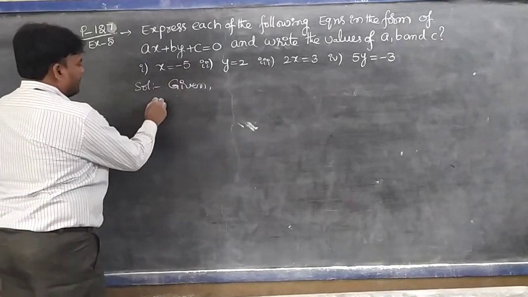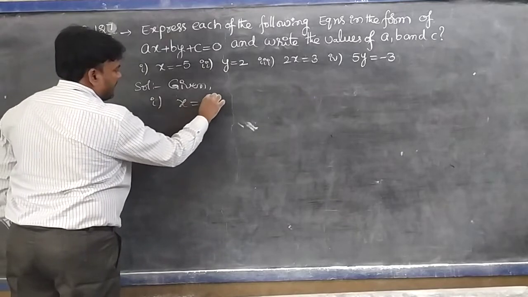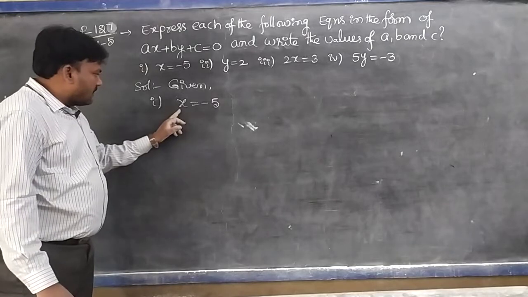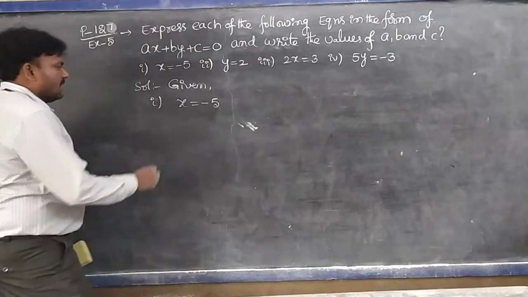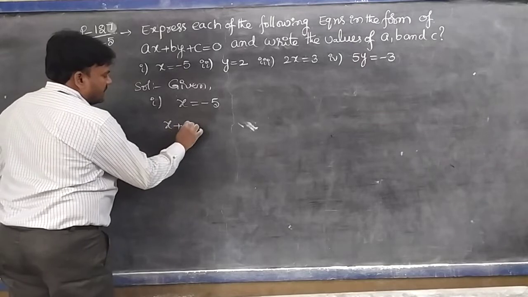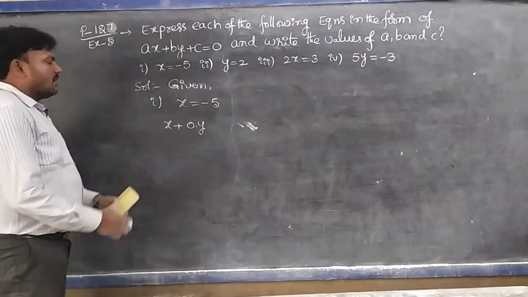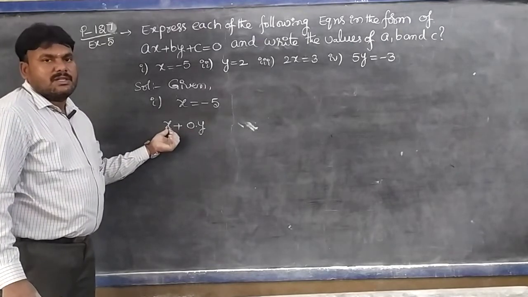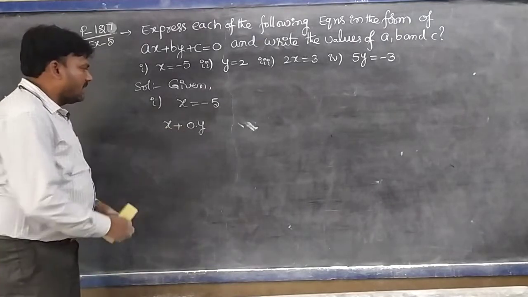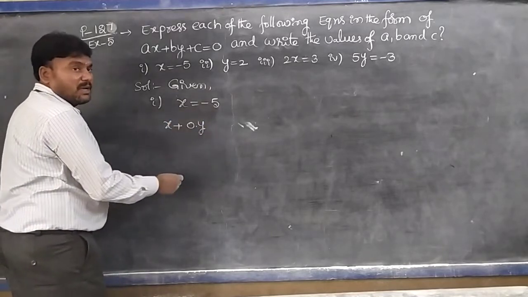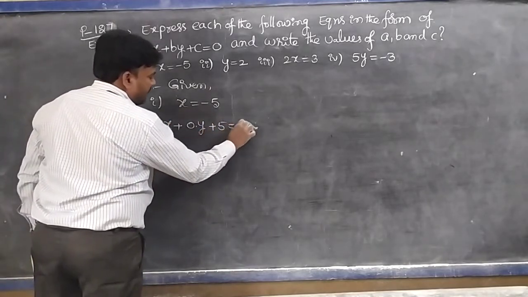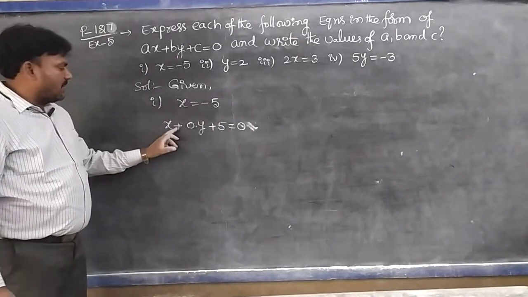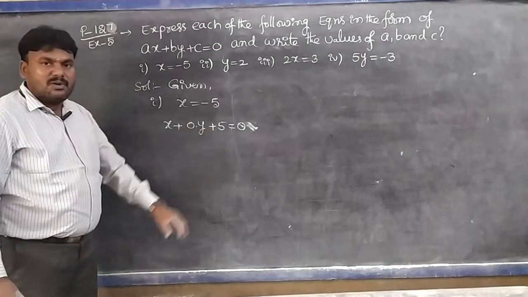So first one, solution given. Number 1, x equal to minus 5. There is no y value. The x value is given, and one constant value is given. So here write down x plus 0 into y, students. 0 into anything becomes 0. Adding 0 to any variable, there is no change. So x plus 0 into y minus 5, transferred to the left side becomes plus. So plus 5 equal to 0. So x equal to minus 5 can be written as x plus 0 into y plus 5 equal to 0.